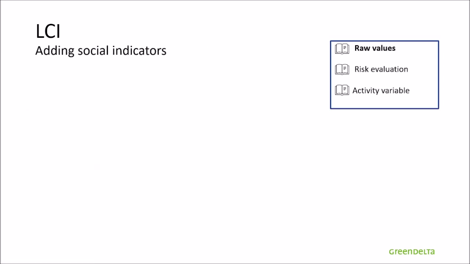Now that we modeled the foreground system, we need to understand and evaluate site-specific social challenges. For each social indicator selected, we need to find a raw value to evaluate the risk and quantify it with the activity variable that we chose. These indicators will be integrated as outputs of our processes in OpenLCA.